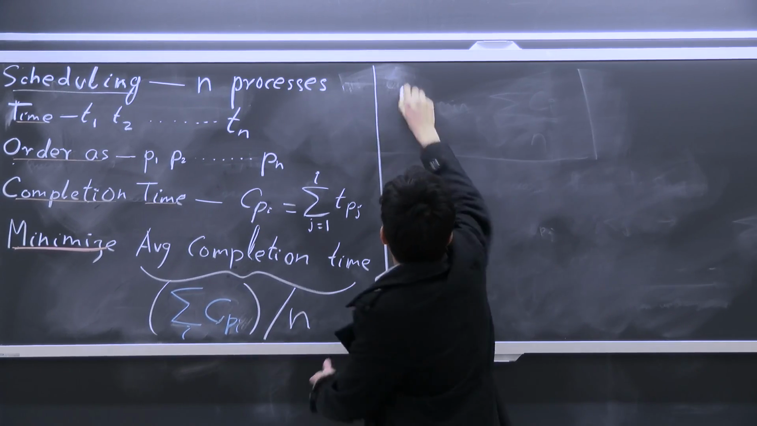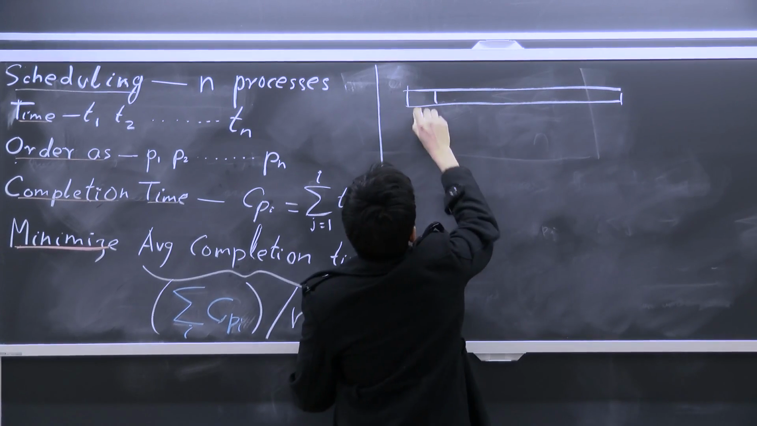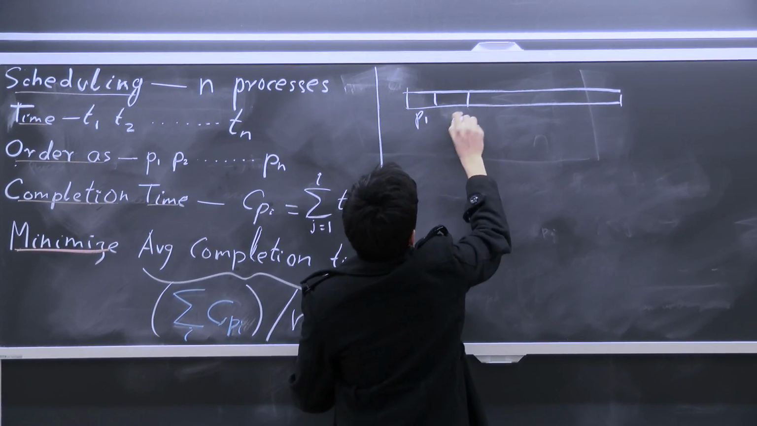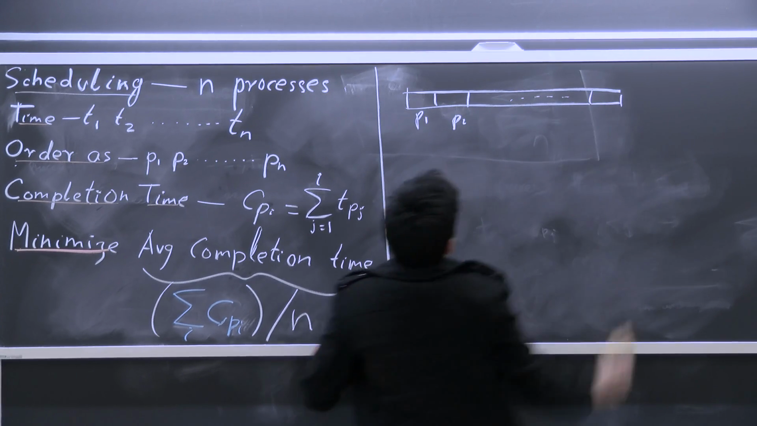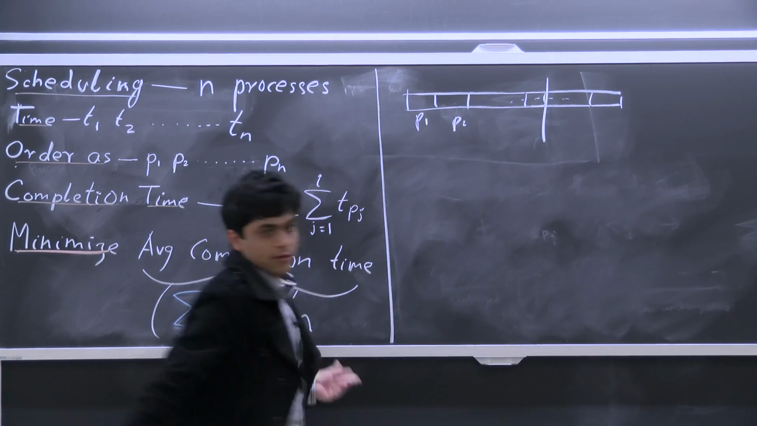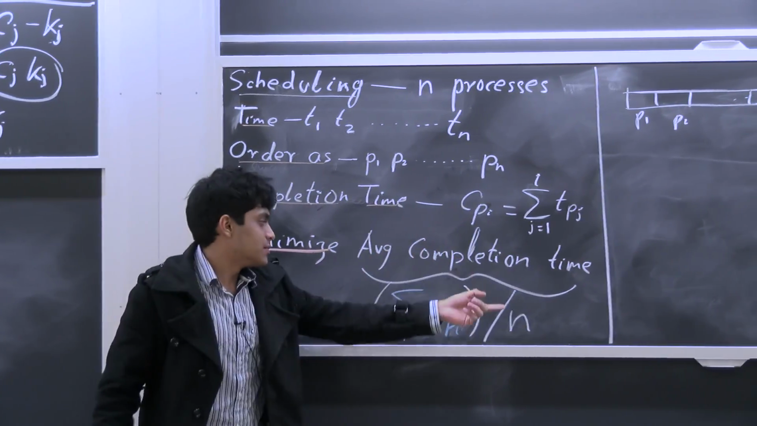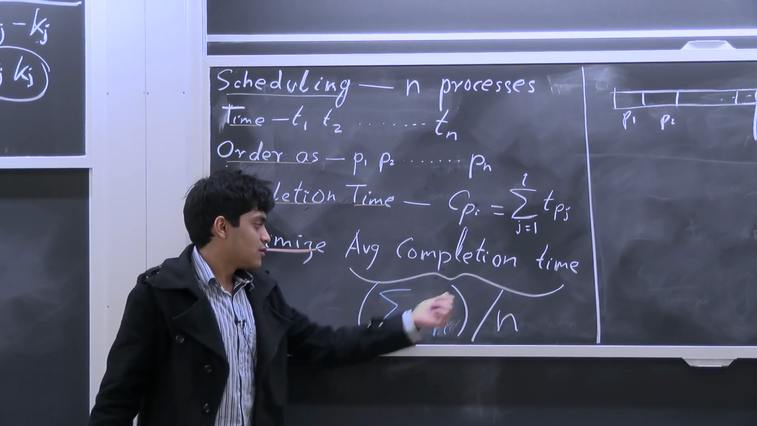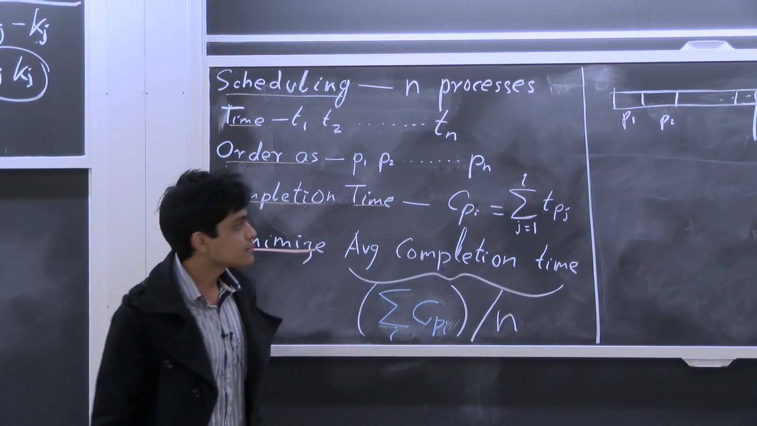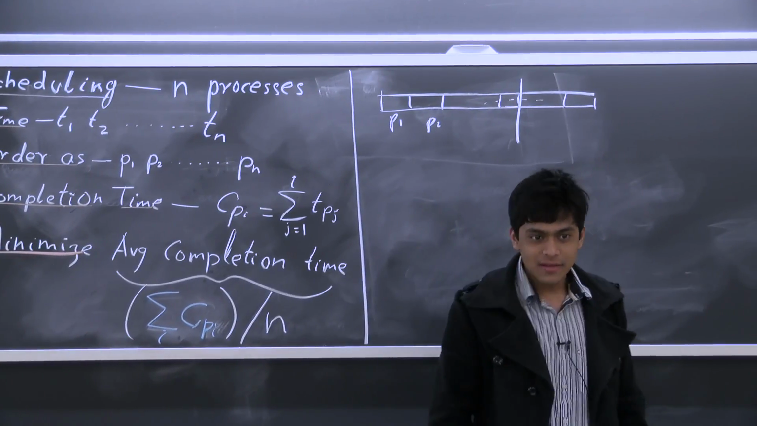So basically, you have all your processes. Let's say this is P1, this is P2, and so on. And the completion time for a certain process in the middle is just the sum of all the times before it. That's completion time. And now what you want to do is minimize the average completion time, which is the summation over all the completion times over n. So any ideas what an algorithm for this would look like?